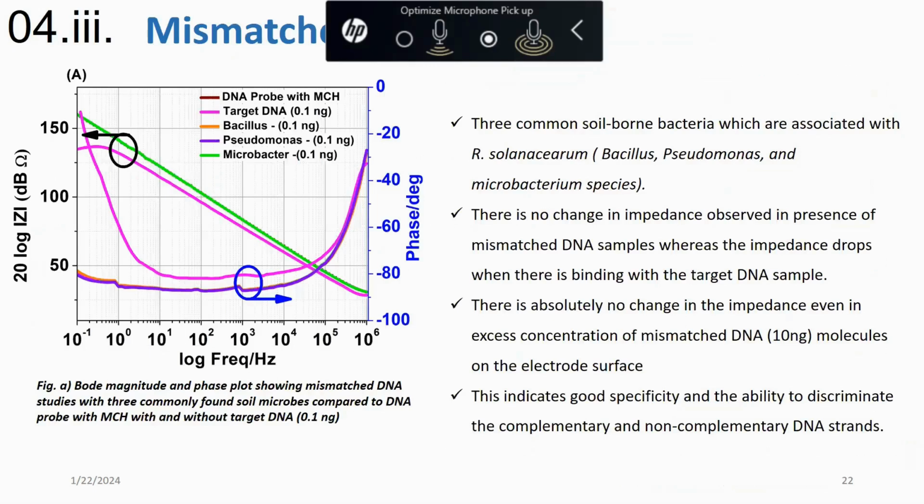We also had to check with mismatch studies. Yes, the DNA probe is binding to Ralstonia, but what if it also gives false positive results with other bacteria? So the sensor was tested with other commonly found soil microbes like Bacillus, Pseudomonas, Microbacterium, and we saw that the developed sensor is very sensitive and specific to only Ralstonia. There were no changes in impedance with non-complementary strands of DNA.